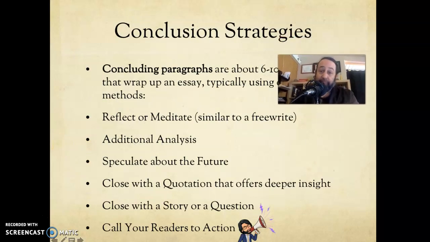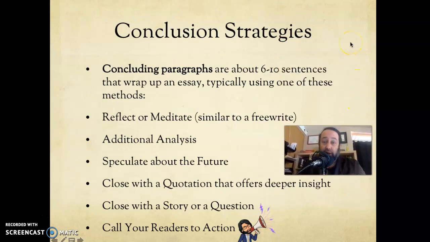And then to wrap this up, let's look at the conclusion. In a conclusion, you want about 6 to 10 or 8 to 10 sentences that wrap up. You can reflect or meditate on some of the main themes or issues, add some additional analysis, speculate about the future, close with a quotation which offers deep insight into a theme or a bigger picture question or idea that relates to what you're talking about in the essay. You can close with a personal story, a question, call your readers to action. Any of these are successful models for the conclusion.